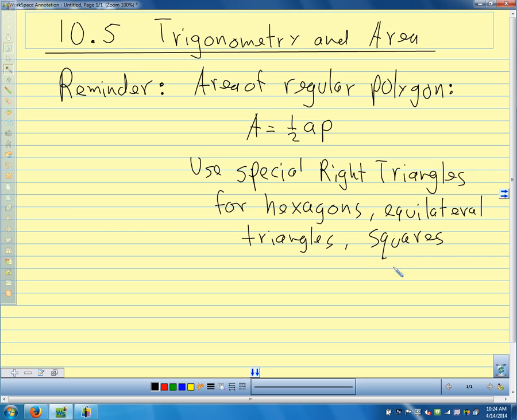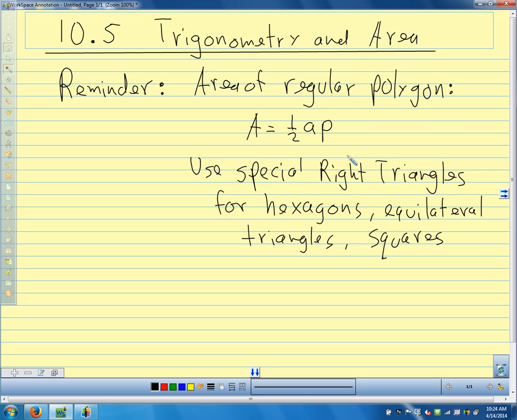Those are the only shapes that we can use our rules for special right triangles to find pieces of the little triangle that we've been drawing in the middle, the apothem or the radius, half the side length. So these are the only three regular polygons that we can use special right triangles on. So if we don't have a hexagon, an equilateral triangle, or a square, we have to use some other tools to find missing pieces of information. And that's where this idea of using trigonometry is going to come in.